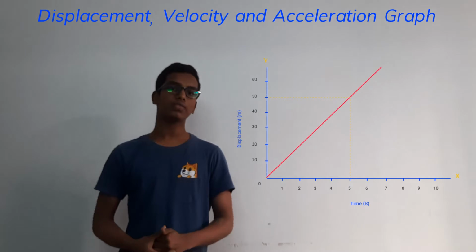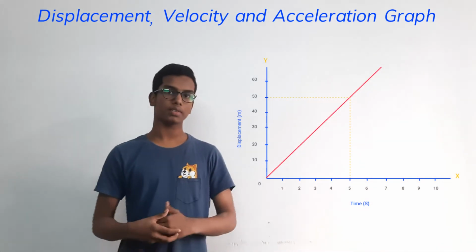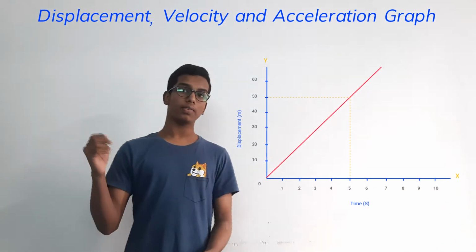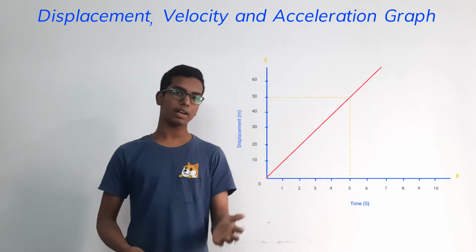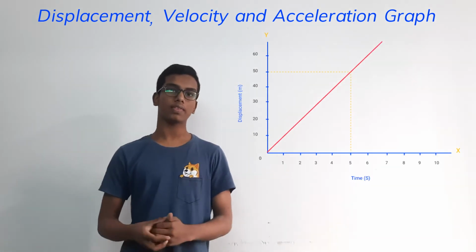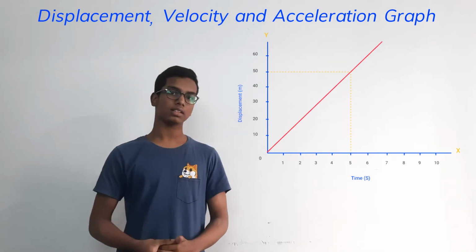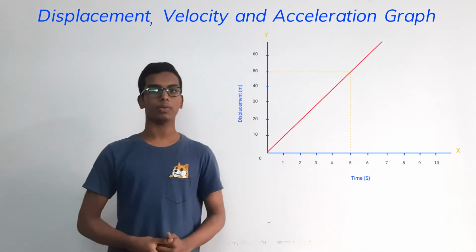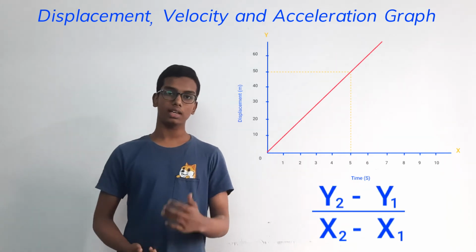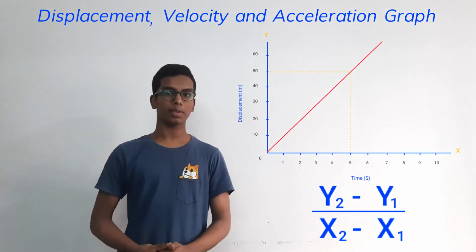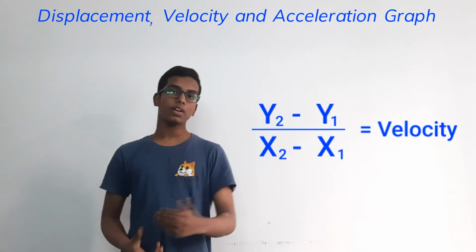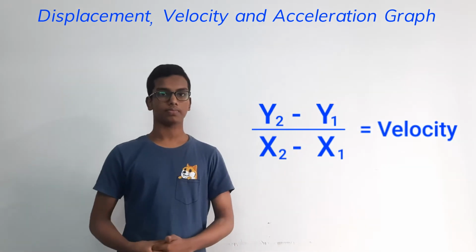Let's take an example for this. Let's say that we need to find the velocity for a specific time interval in this graph. So what do we do? We have to divide the difference of the final and initial coordinates in the y-axis with the difference of the final and initial coordinates of the x-axis in that specific time interval. Here we subtract the two displacement values we get and divide it by the time interval, that is the final time minus the initial time, and we get the velocity in meter per second.